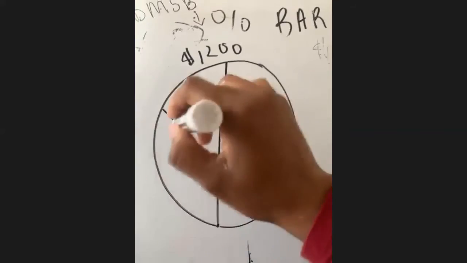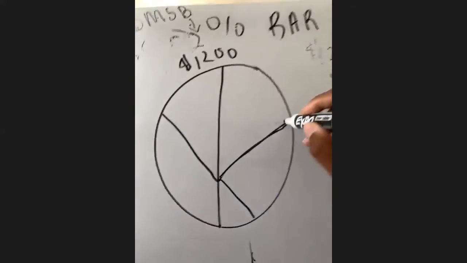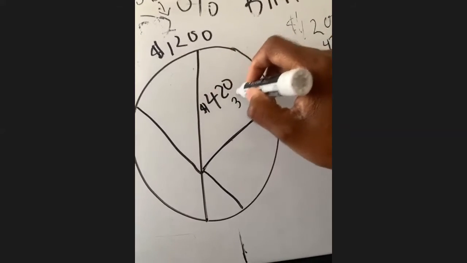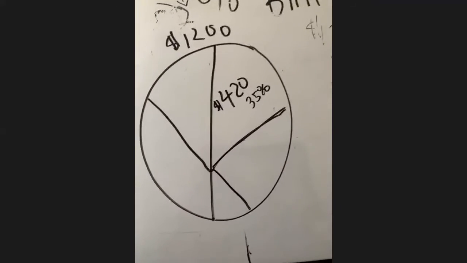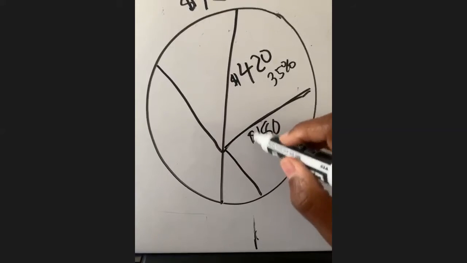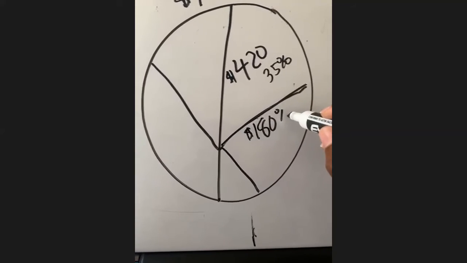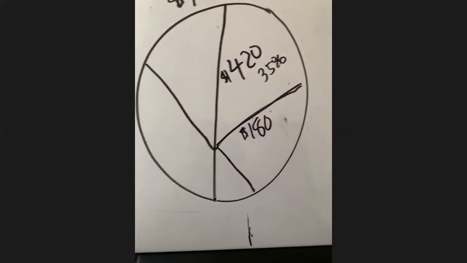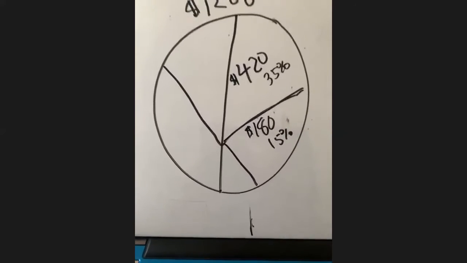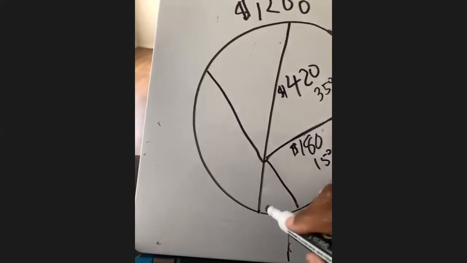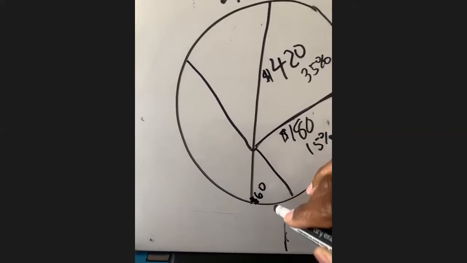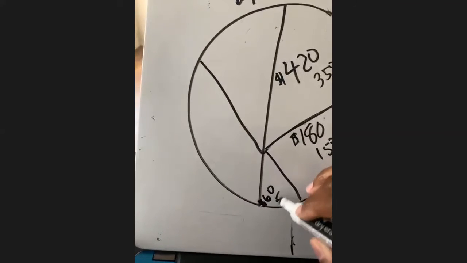So we said 420, let's just say 420 for the rent, which we said was 35%. See that? We said $180 for the electric, $180, which we said that was 15%. Then we said $60 for the water. We could just say $60 here. And that was equal to, what we say, 5%.